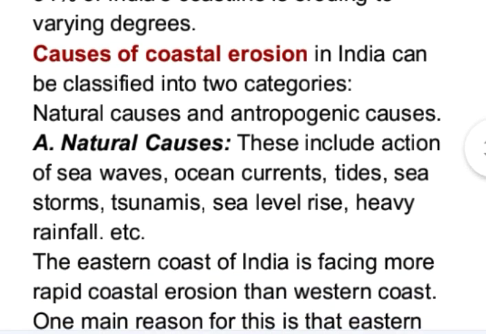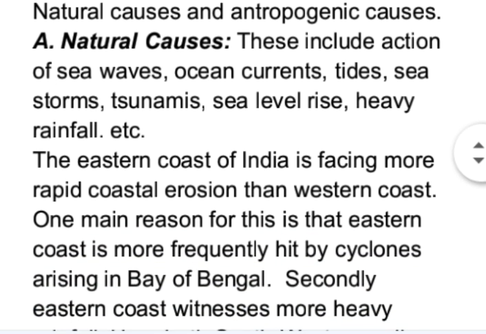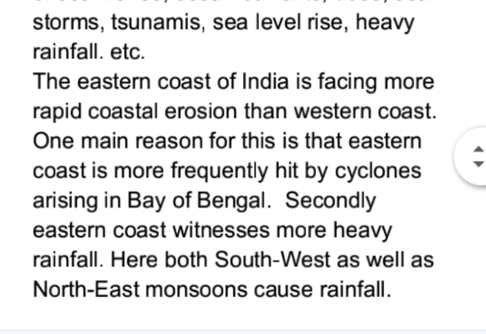First, natural causes. These include action of sea waves, ocean currents, tides, sea storms, tsunamis, sea level rise, heavy rainfall, etc. The eastern coast of India is facing more rapid coastal erosion than western coast. One main reason for this is that eastern coast is more frequently hit by cyclones arising in Bay of Bengal. Secondly, eastern coast witnesses more heavy rainfall. Here both southwest as well as northeast monsoons cause rainfall.